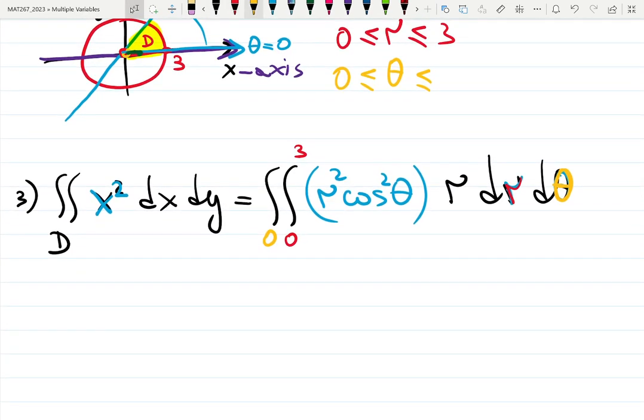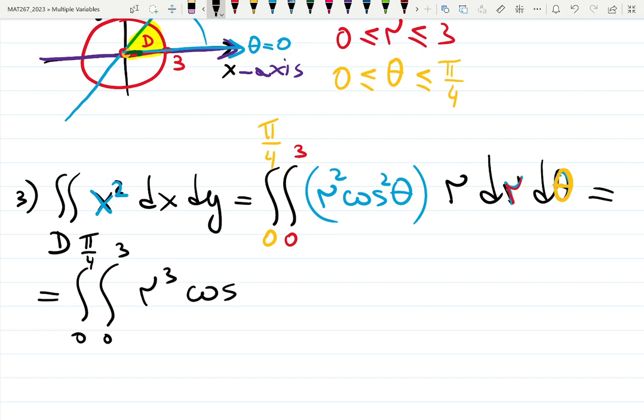From 0 to pi over 4. Okay, let's finish. Integration will be super simple. While I was babbling, did anyone actually finish integrating? The answer is the following. From 0 to pi over 4, from 0 to 3. R squared and R gives you R cubed. Cosine squared stays cosine squared, dr d theta. This time, you can still integrate as two integrals if you want. The first integral will be R cubed, and the second integral will be cosine squared.